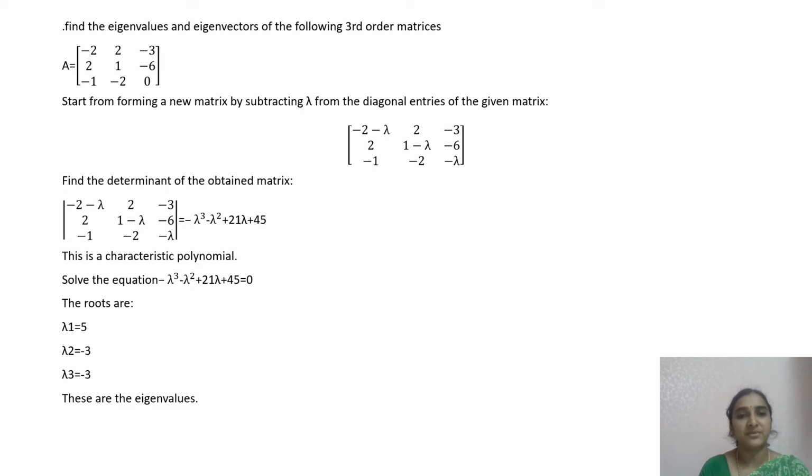Find the determinant of the obtained matrix. The value of the determinant would be -lambda cube - lambda square + 21 lambda + 45. This is the characteristic polynomial. Solve the equation -lambda cube - lambda square + 21 lambda + 45 = 0. The roots of this equation would be lambda 1 = 5, lambda 2 = -3 and lambda 3 = -3. These are the eigenvalues.